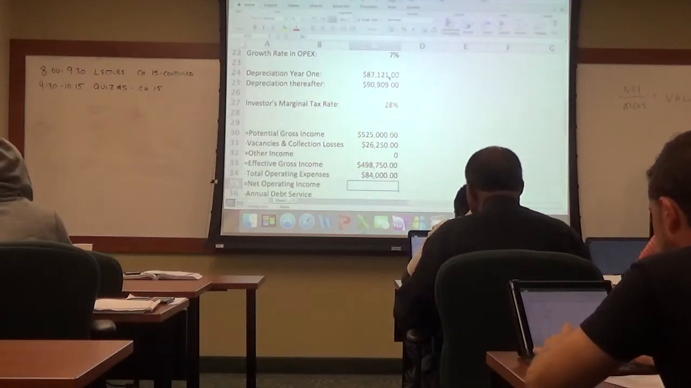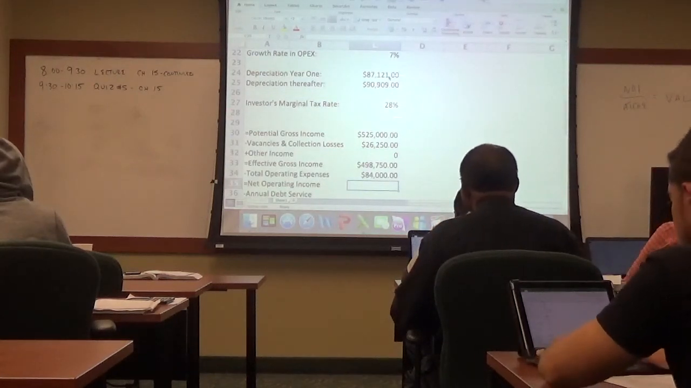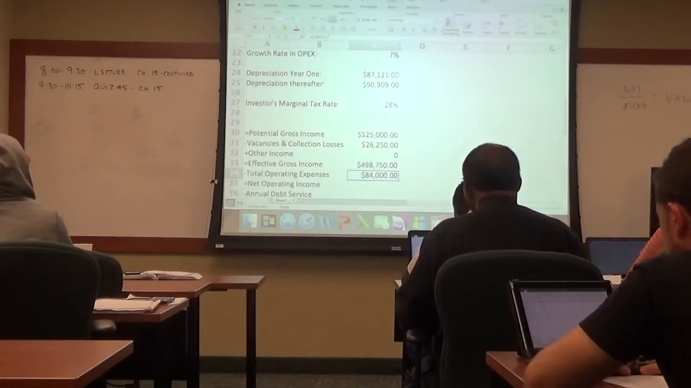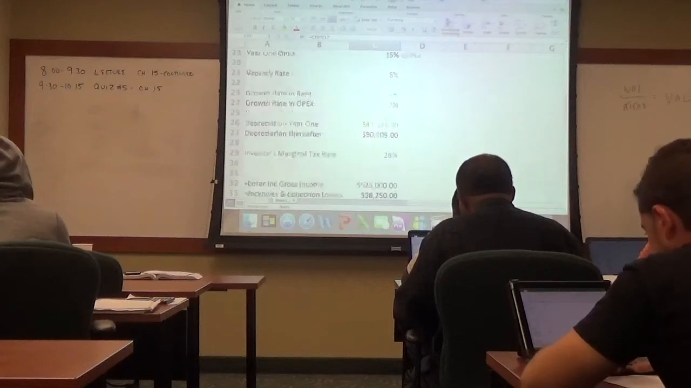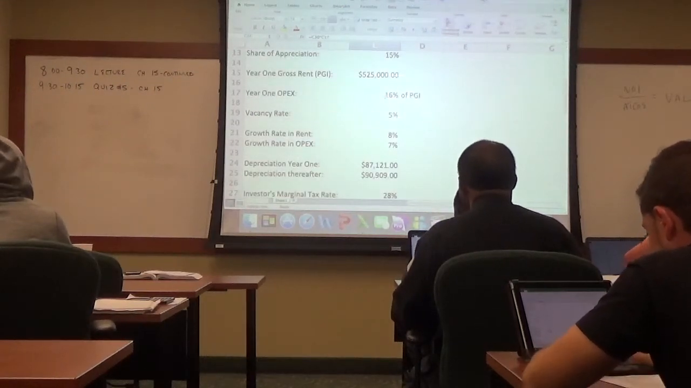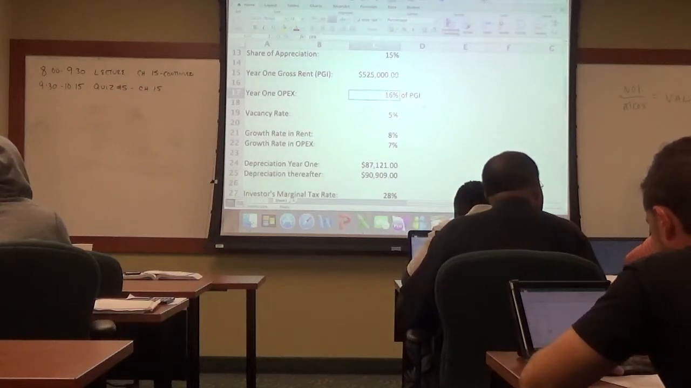Wait, which one was 16%? Did I put 16? Okay. For operating expenses, you're going to take the potential gross income, in this case, times the 16% up here of PGI.